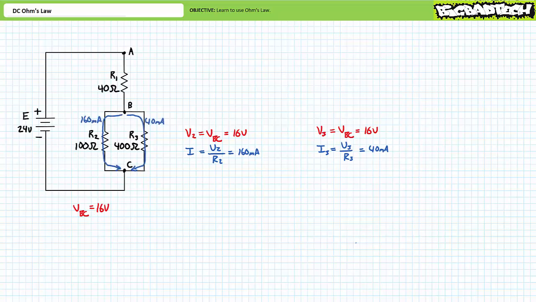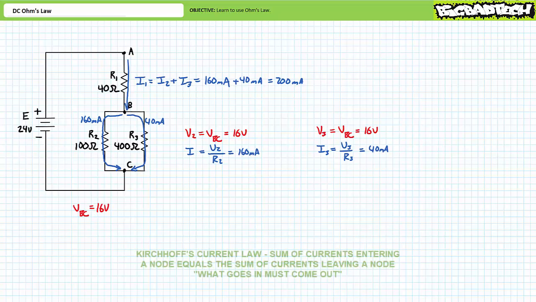Take a look at what's happening at node B. 160 milliamperes of current leaves node B and travels to C through resistor R2. Similarly, 40 milliamperes of current leaves node B and travels to node C through resistor R3. It stands to conjecture 160 milliamperes plus 40 milliamperes, or 200 milliamperes, must therefore be entering node B through resistor R1. This is a preview of Kirchhoff's current law, which states the summation of currents entering a node equals the summation of currents leaving a node.